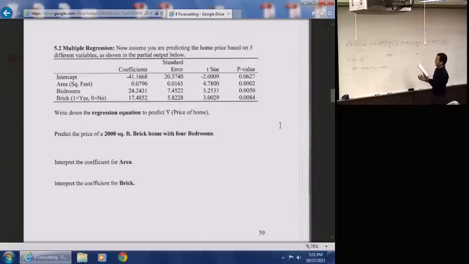When you increase your house size, the area, by 1 square foot, okay, that's good, the value of your house will increase. Increase by how much?